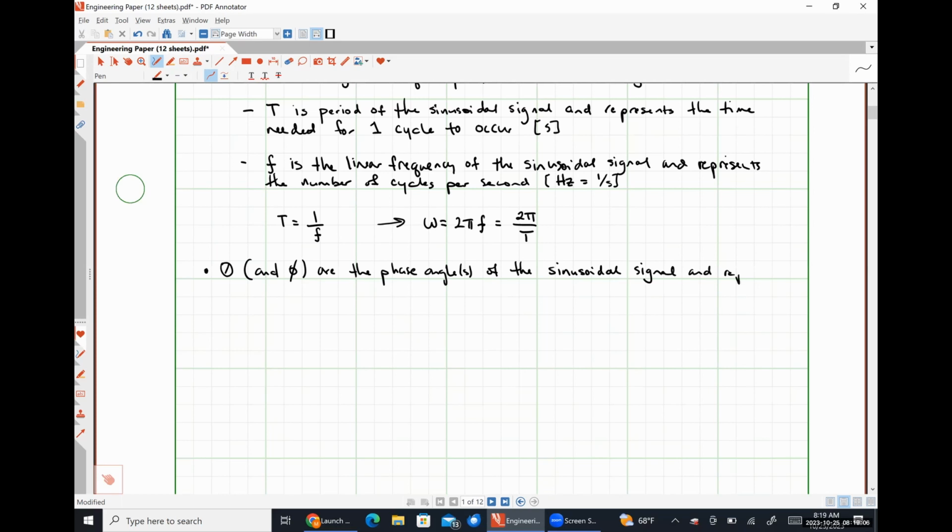And they represent the amount by which the signal is shifted in time.